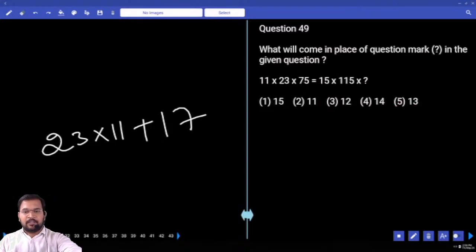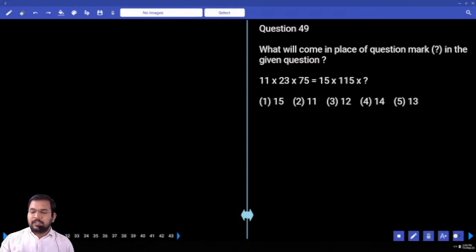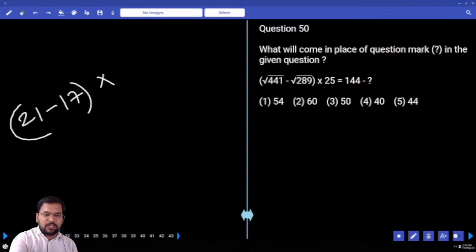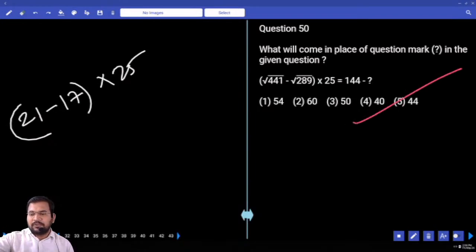Next, Anna. Ready? Look here. 23 5 times is 115. 15 5s are 75. 75 and 75 get cancelled. Your answer is 11. 441. 289 into 20, this is how much? 4 into 25. If you subtract 100 from 144, your answer is 44. Are you clear, Nana?